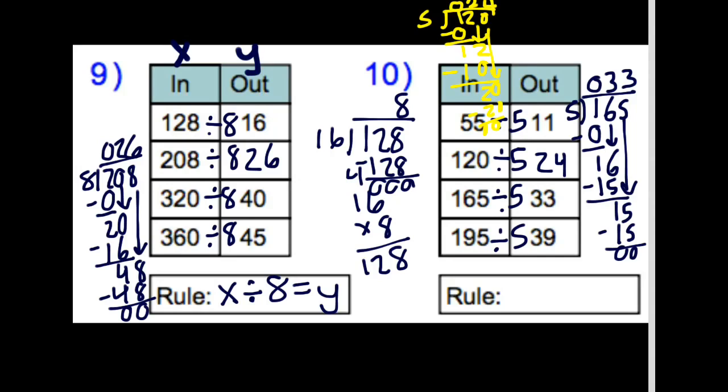And to write my rule, I know that my ins are my x's and my outs are my y's. Also, the in is the independent variable, and the dependent variable is the output, or the out. So x divided by 5 is going to get me my y.